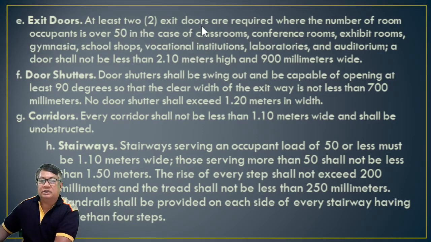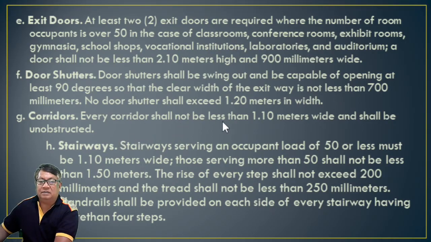At least 2 exit doors are required, where the number of room occupants is over 50 in the case of classrooms and others. So the doors shall not be less than 2.1 meters high and 900 millimeters wide. So that is for the exit doors. Door shutters shall swing out and be capable of opening at least 90 degrees so that the clear width of the exit is not less than 700 millimeters.